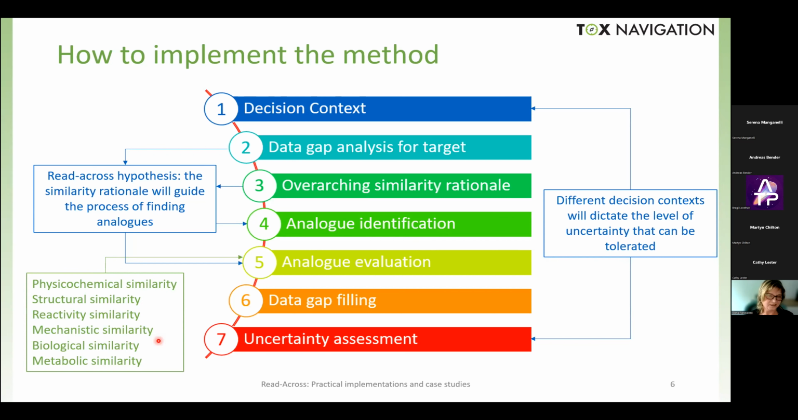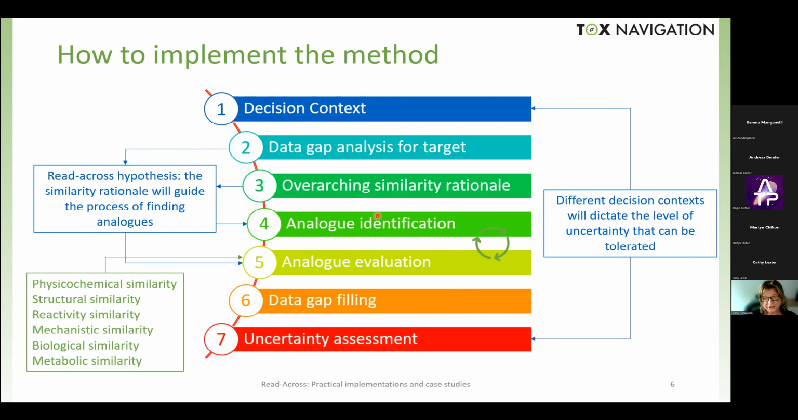So you don't use just the structural similarity to identify analogs. You use a hypothesis that can be a mechanistic hypothesis, as an example, and then you evaluate your analogs, carrying out different similarity analyses. And then there you can understand which are the analogs, among the ones that you identified, that you want to use for your read-across. And then the rest is easy. You fill the data gap, applying your read-across, and then you can assess the uncertainty of your prediction. And we will see the elements to assess the uncertainties.